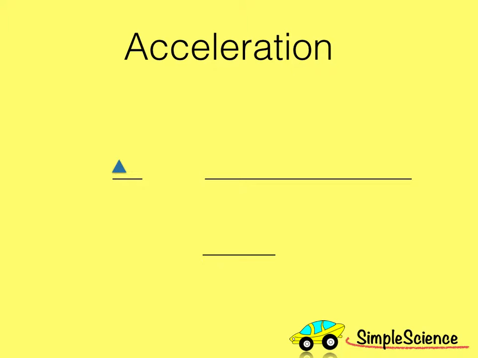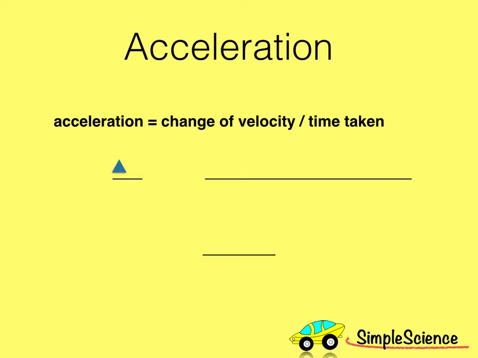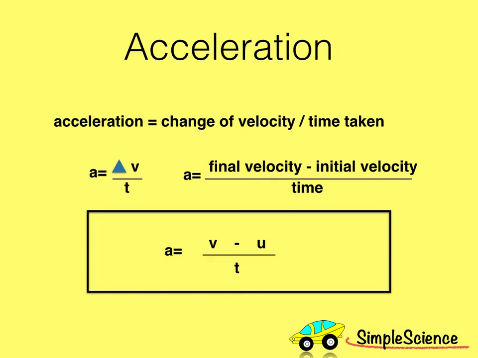We can define acceleration as the rate of change of velocity, and therefore it is numerically equal to the change of velocity over the time taken during this change of velocity. We can give Greek symbols to that as a = Δv/t, right? And Δv is simply the final velocity minus the initial velocity, and therefore we come up with the abbreviated formula a = (v - u)/t, where v is the final velocity, u is the initial velocity and t is time.